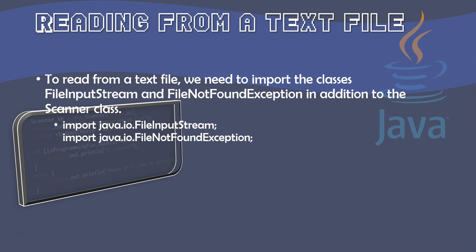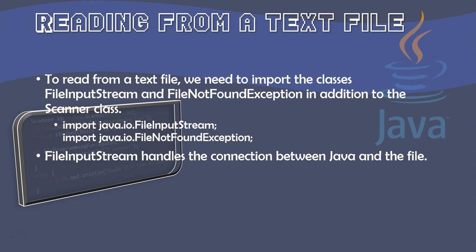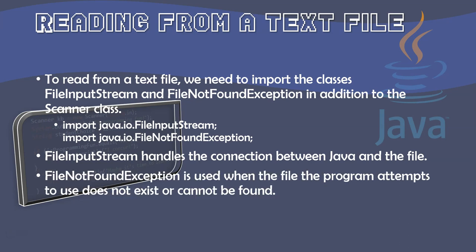And of course we do that with just these two statements: import java.io.FileInputStream and import java.io.FileNotFoundException. And you notice these are slightly different because we have the io extension instead of the util extension, because it's not considered a utility. IO is for input and output. FileInputStream is going to handle the connection between Java and the file, so that's what we're using to read in an input stream of characters or data. And the FileNotFoundException is used when the file the program attempts to use either doesn't exist or can't be found where you're specifically looking for it.